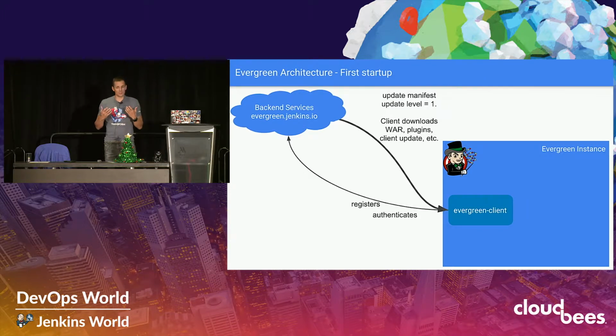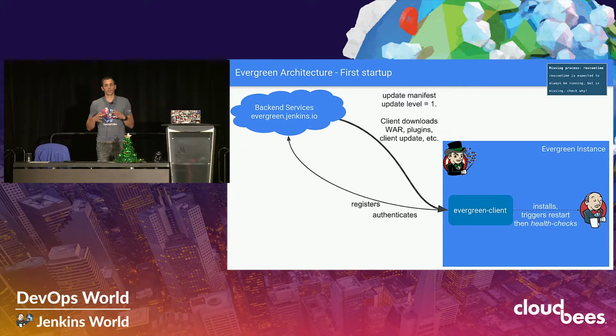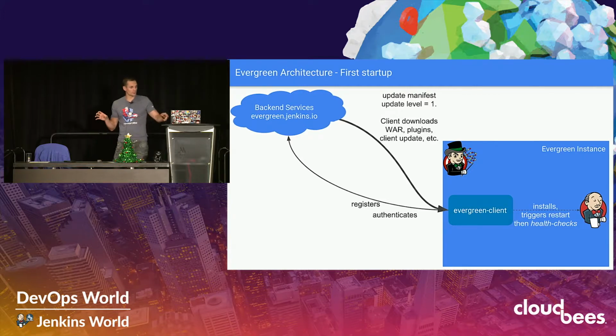Because it's maybe not that obvious, but locally, when you start a Jenkins Evergreen instance, it's roughly empty. There's only the bootstrap code, what we call the Evergreen client here, that part.